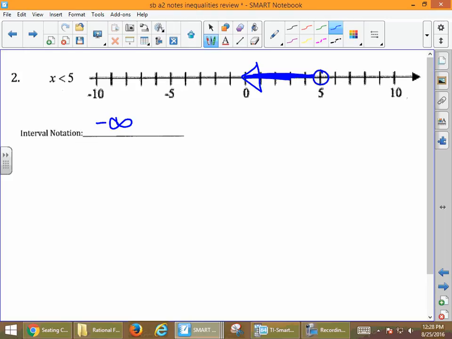And I forgot to say in that last problem that infinity or negative infinity always has a parenthesis sign. Every single time. If it has an equal to, it's going to have a bracket, but not for infinity. Regardless of what it is, infinity is always a parenthesis.